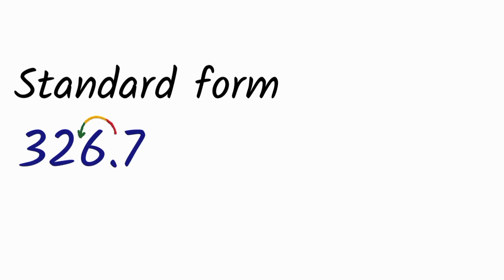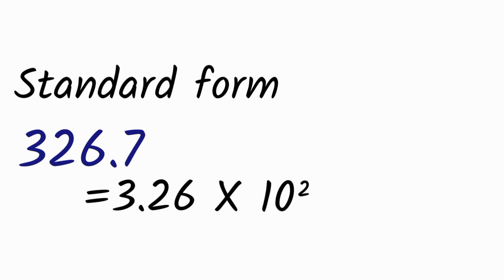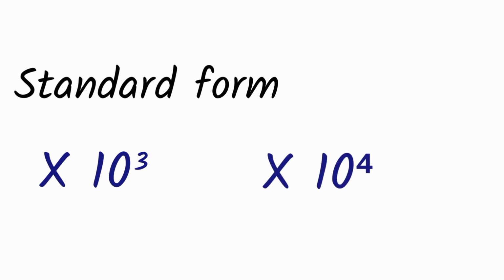For example, to express 326.7 in standard form, move the decimal point to the left twice. 3 falls between 1 and 9. Now multiply this by 10 to the power of 2 because you moved the decimal point twice. If you moved it thrice, you would multiply by 10 to the power of 3, and if you moved it 4 times, you would have multiplied by 10 to the power of 4, and so on.